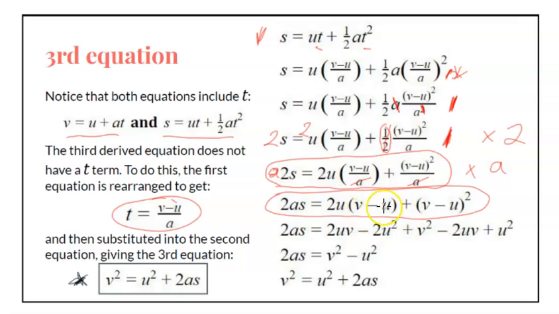So if we multiply these brackets out, we'll get to this equation, and then we just need to collect and simplify common terms. So 2uv minus 2uv cancels those out. Then we have minus 2u squared plus u squared will leave us with u squared, and we've got this v squared here. So we're left with v squared minus u squared. So 2as equals v squared minus u squared. So when we rearrange this line, we finally have derived the third equation of motion.